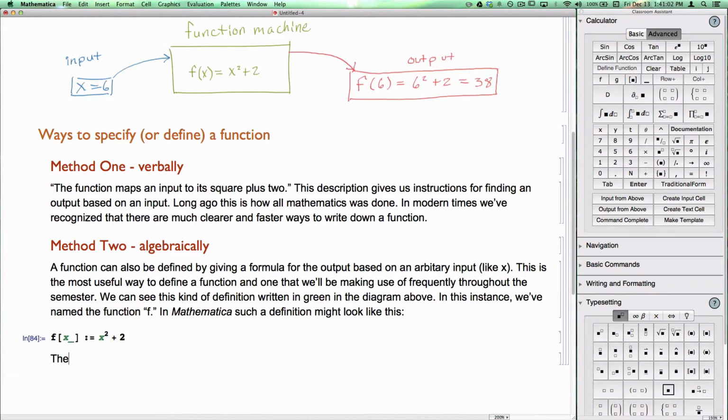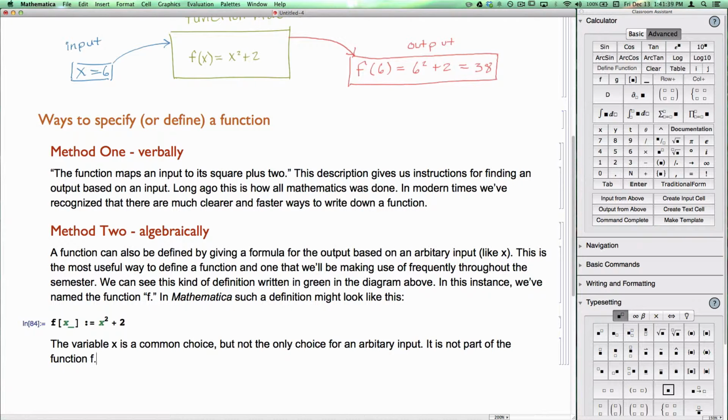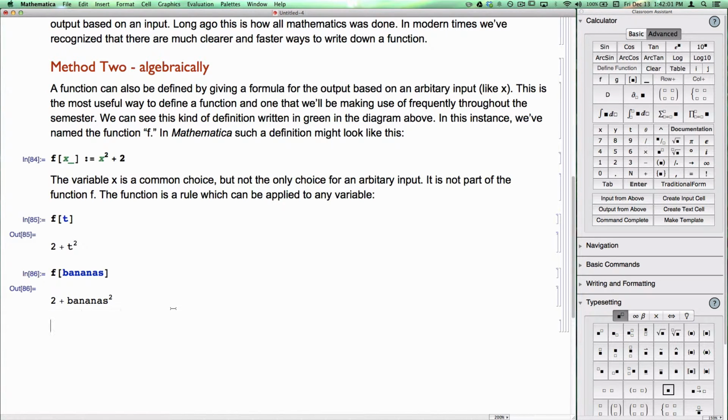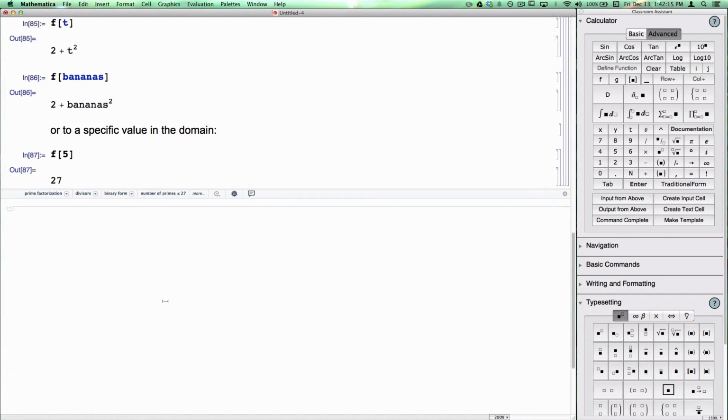The variable x is a common choice, but not the only choice for an arbitrary input. It is not part of the function f. The function is a rule which can be applied to any variable. f of t is 2 plus t squared, etc. Or to a specific value in the domain. f of 5 is 27.